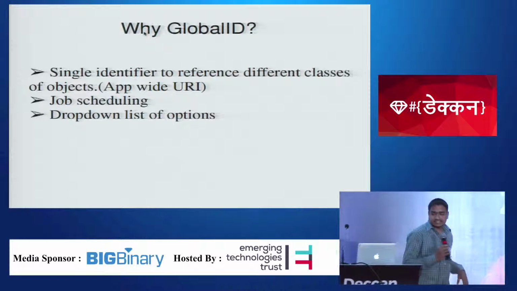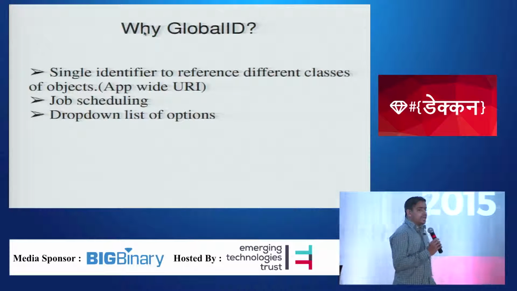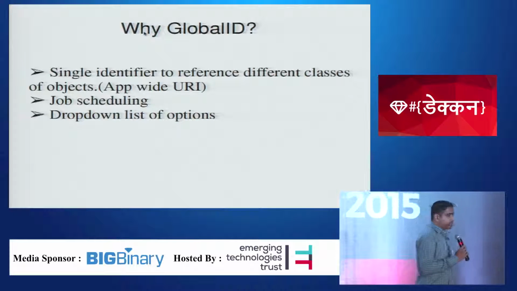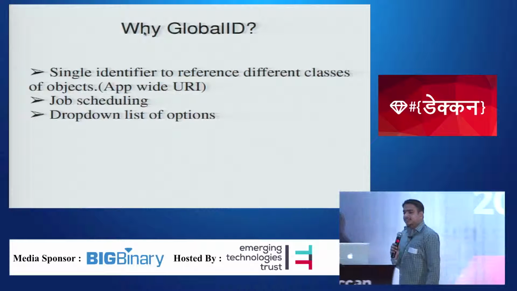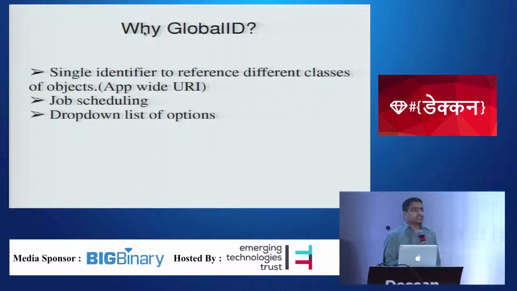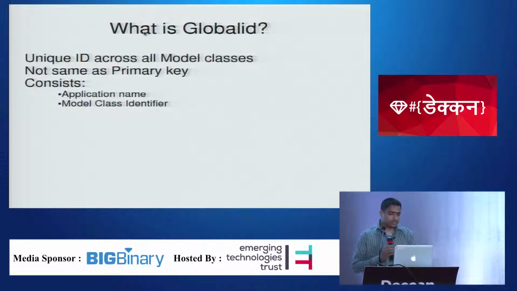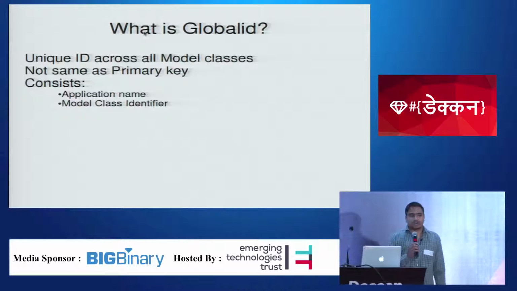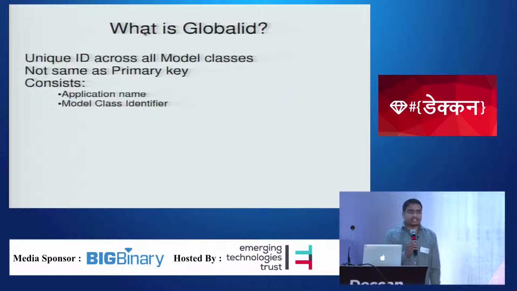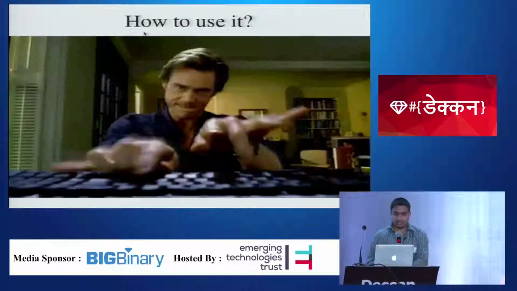So as I already said, that is an app-wide URI reference, and job scheduling. How many of you know that Active Job currently uses Global ID internally? Yes, it does. And the second use case is a drop-down list of options. By that I mean polymorphic selects. Global ID is just a string, which consists of the application name and the model class identifier. It is not the same as the primary key. It is unique across your applications.